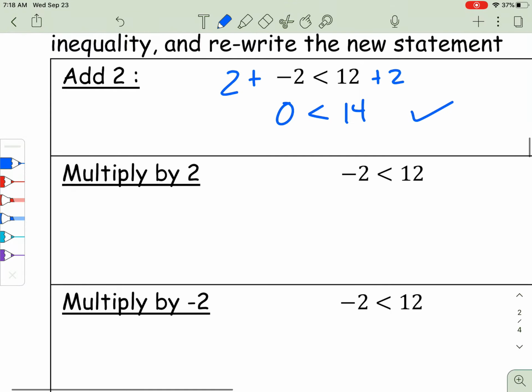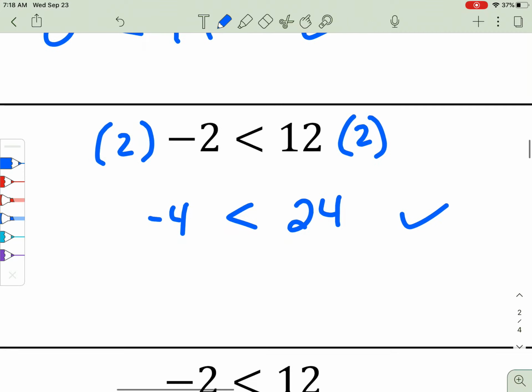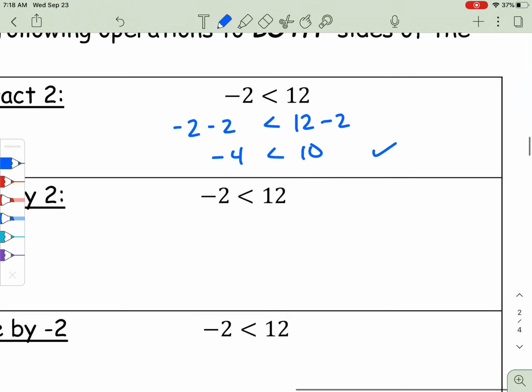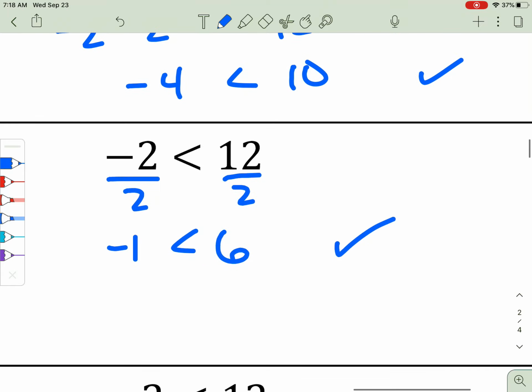All right, this one is multiplied by 2. So multiply by 2, multiply by 2. -4 is less than 24. Still true, we're still okay. Divide by 2. -1 is less than 6. Still true, 6 is bigger than -1.